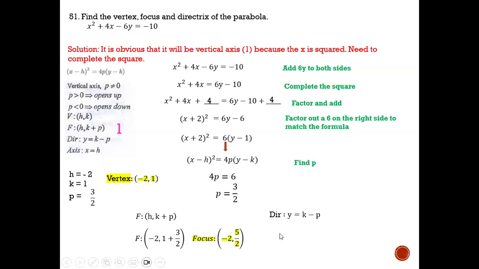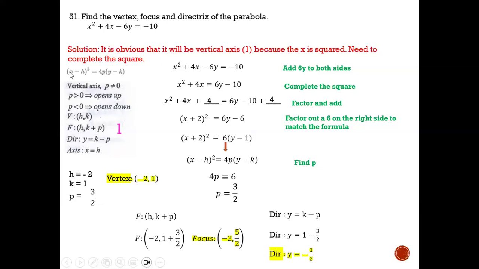Last thing to find for this one is the directrix. Y equals k minus p, so I have that. I know my k and I know my p, so I'm plugging that in. K is 1, p is 3 over 2, so 1 minus 3 over 2, which is negative 1/2 for my directrix.